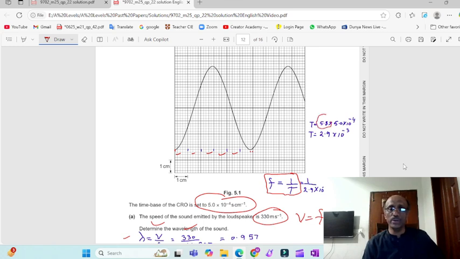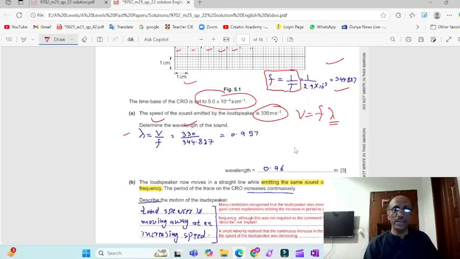So what will we do in order to calculate the time period? We will count the total number of large boxes along the x-axis and multiply it by the value of one box as given in the time base scale. We will get the time period, and then we will get the frequency. Frequency is calculated by 1 over T, and then we will get 344.827 hertz. After that we will substitute the value, and then we will get the answer 0.96.